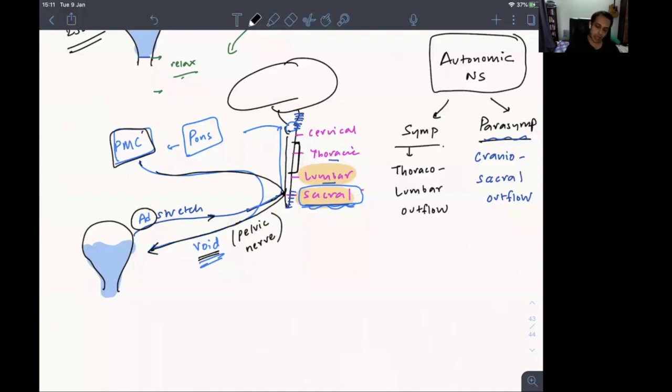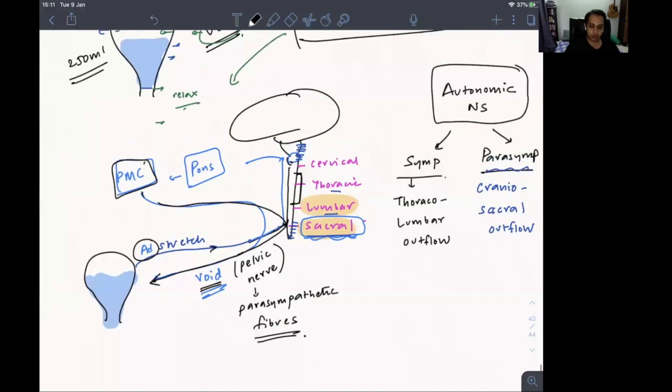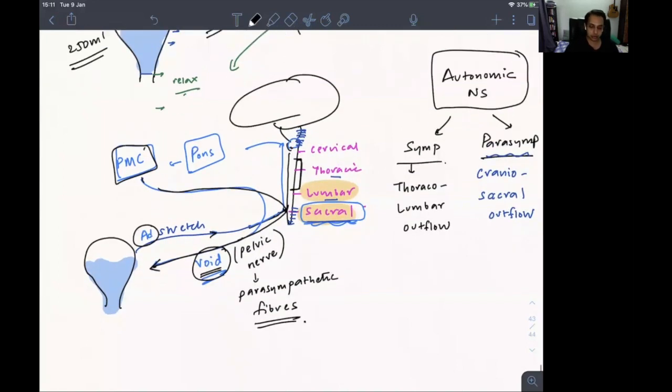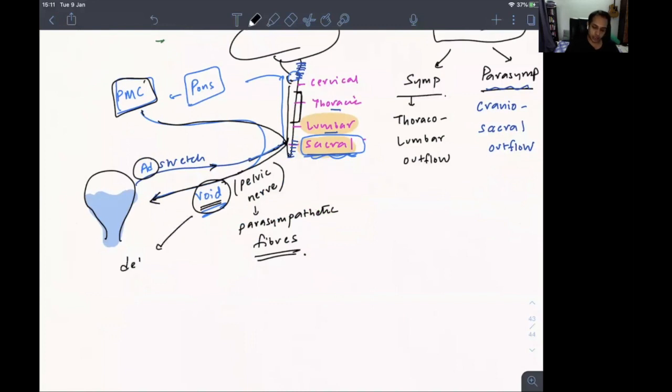Okay. And this pelvic nerve carries parasympathetic fibers. Now, we've already discussed that in voiding, what happens? Your detrusor will contract and the internal sphincter will relax. So, this is the whole micturition reflex.